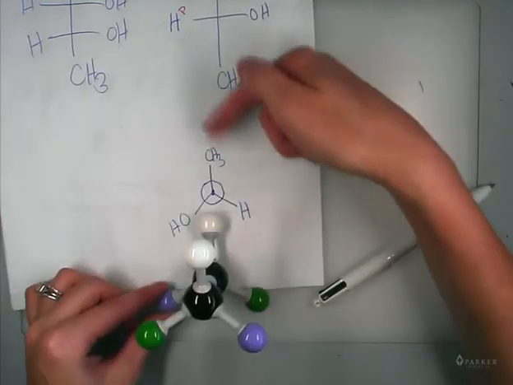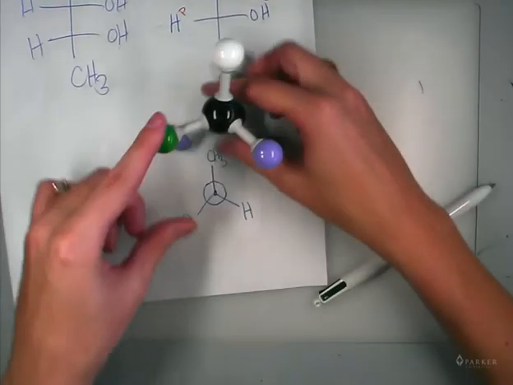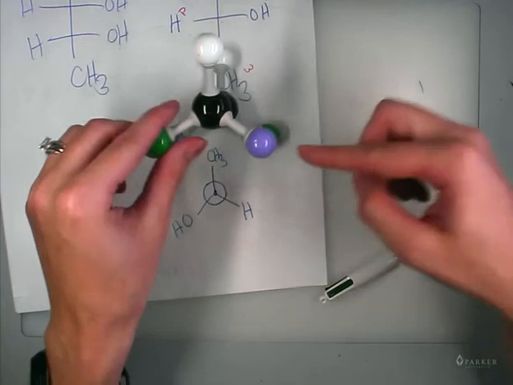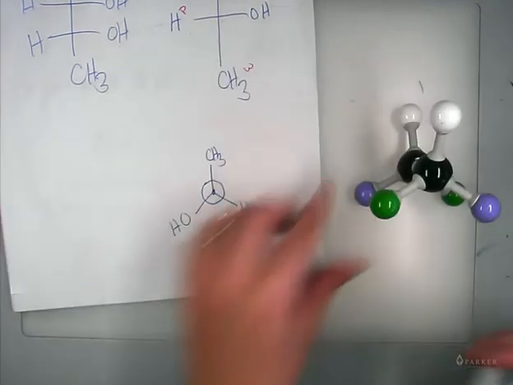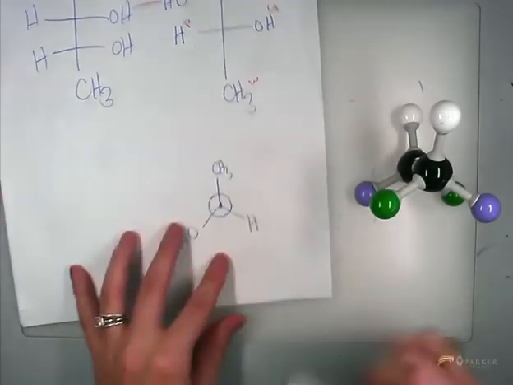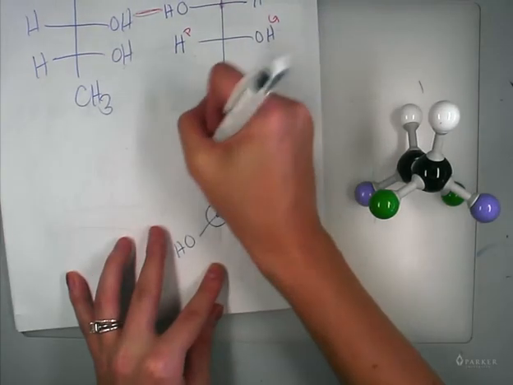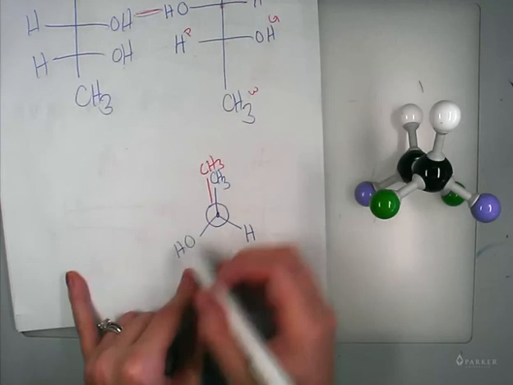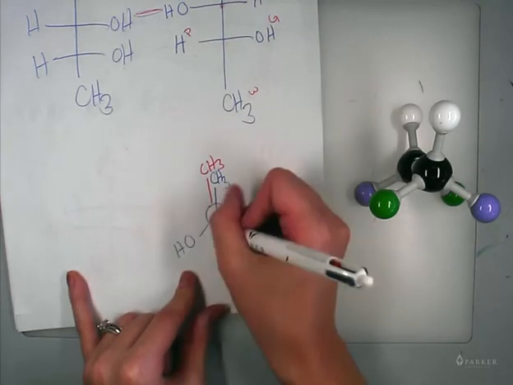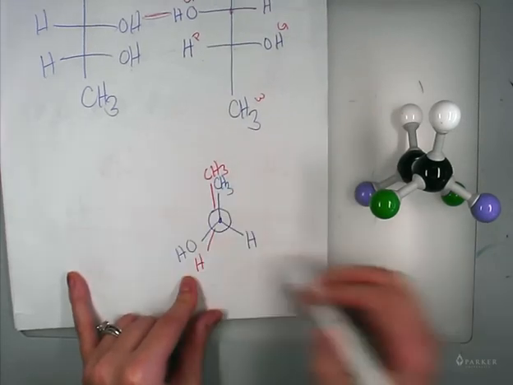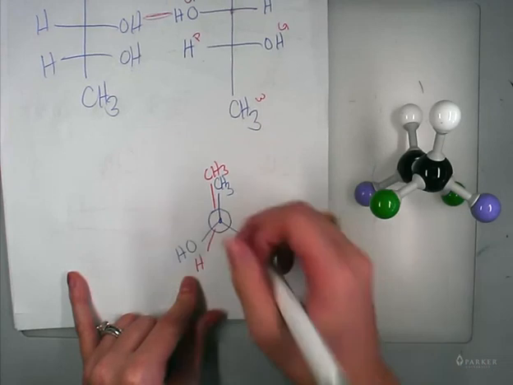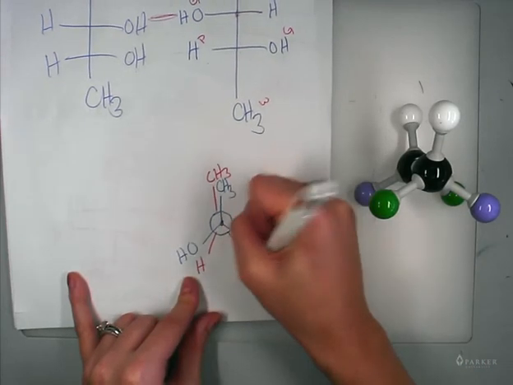So do we agree if I put that on top of it? CH3 on the front one, OH, H. Now let's do the back one. What's going straight up? CH3. What's to the bottom left? H. And then what's over here? OH.